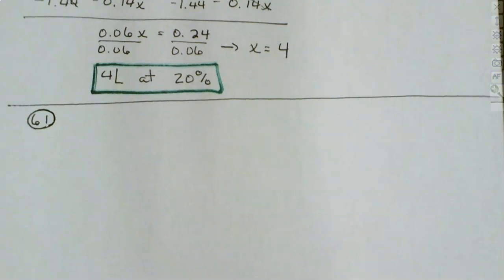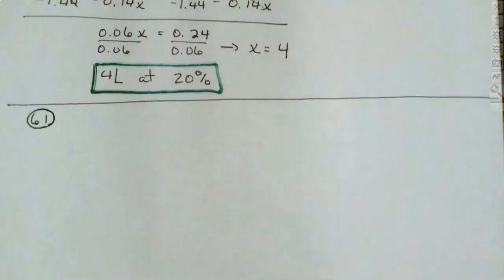Now, what about if it's pure salt or pure dye or pure insecticide? Well, if it's pure, then my concentration should be 100%. So water is going to be 0. Pure dye, or pure salt, is going to be the 100%. So remember that. Water is 0. Then we've got pure dye or pure salt. That's always at 100%. So let's look at 61.